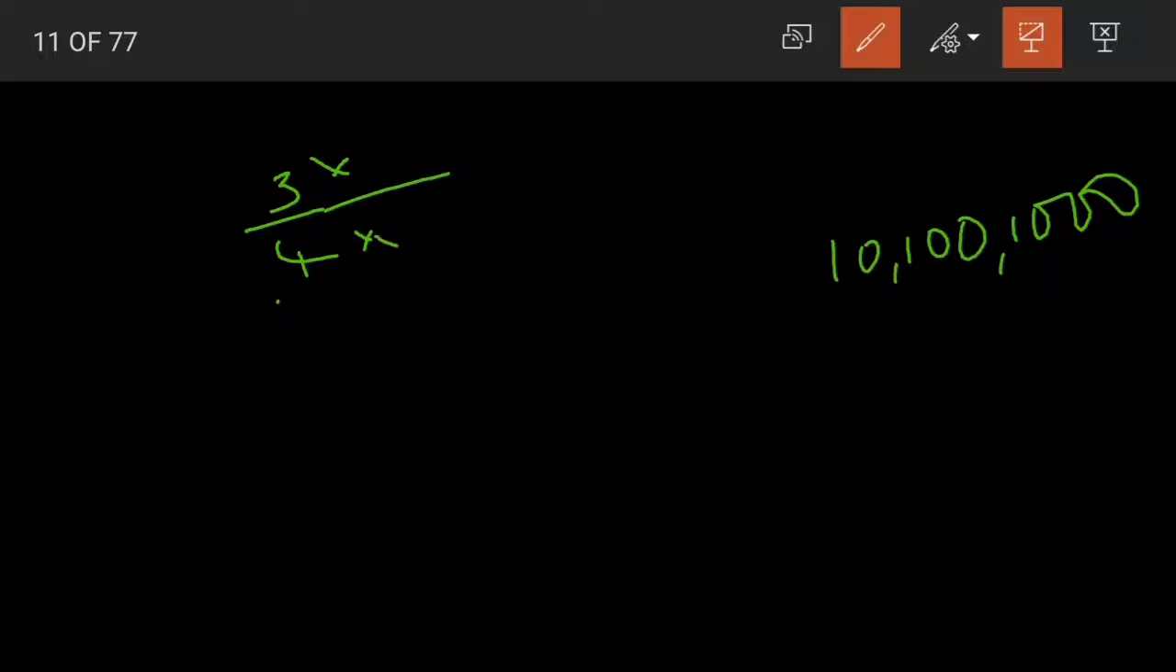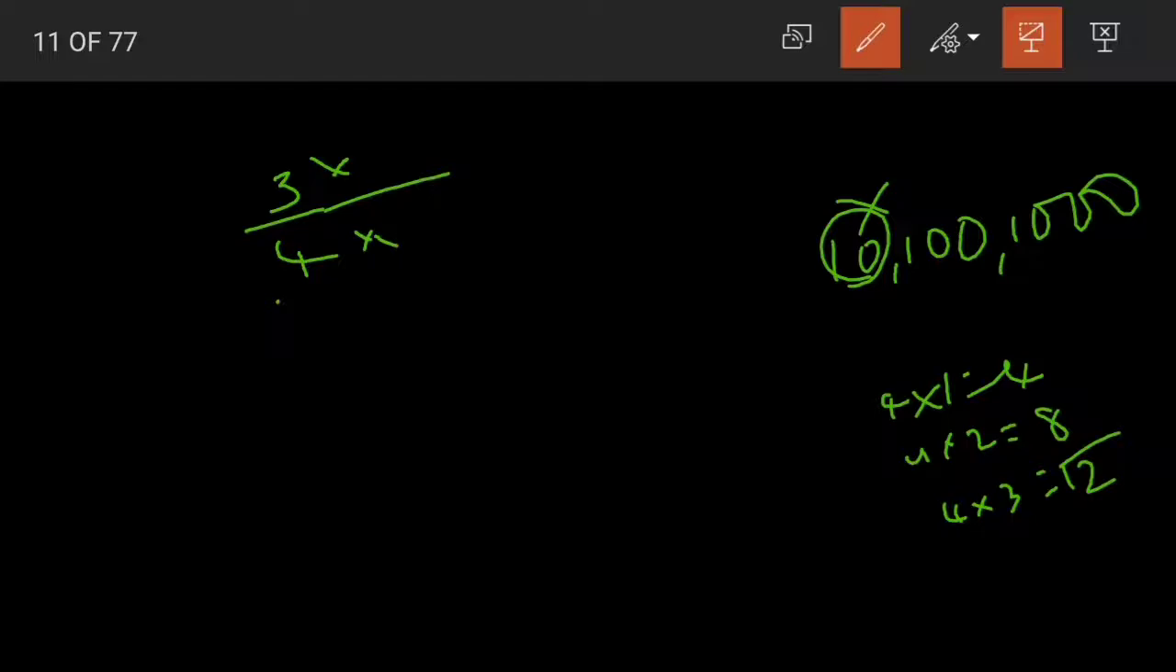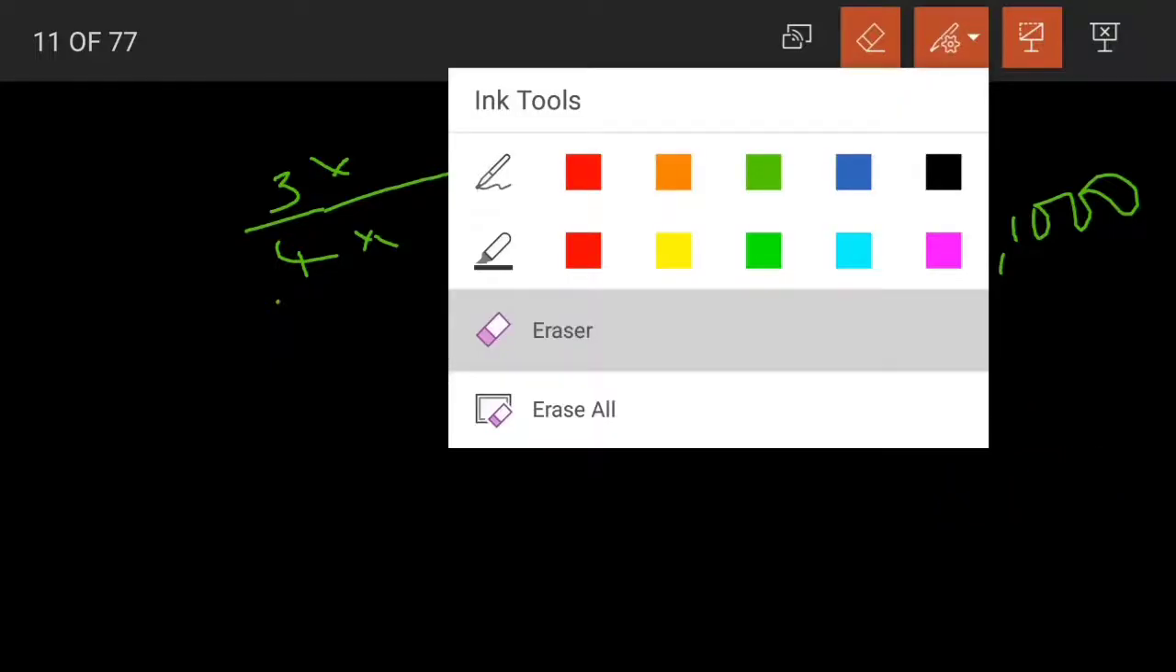Now if we multiply 4 with anything, will we get 10? No. See, 4 ones are 4 and then 4 twos are 8. Then 4 threes are 12. So 10 does not come in the 4 table. Let us check for 100. How to check? Let me erase this first.